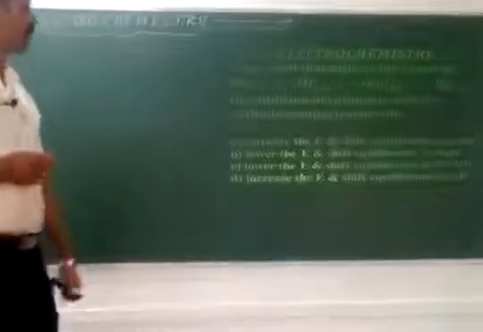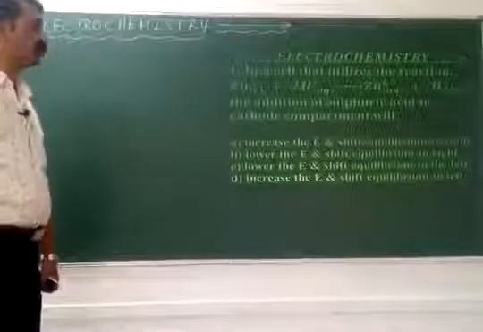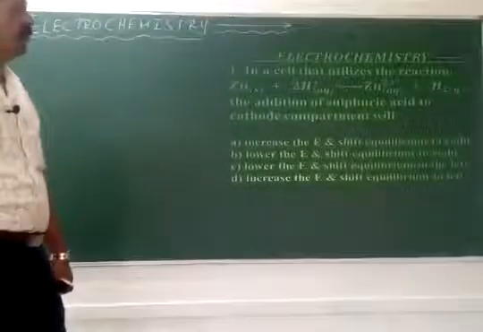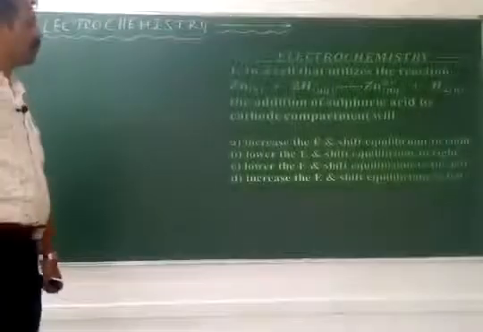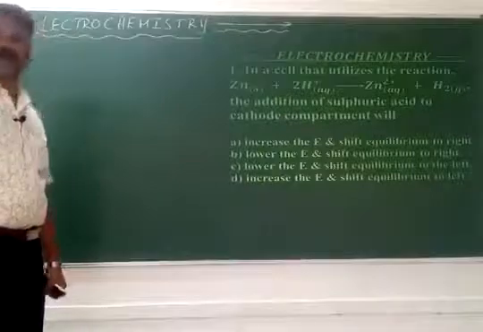That utilizes the reaction. What is that? Zinc solid plus 2 H plus aqueous gives rise to Zn2 plus aqueous plus hydrogen in the form of gas. The addition of sulfuric acid to the cathode compartment will be.